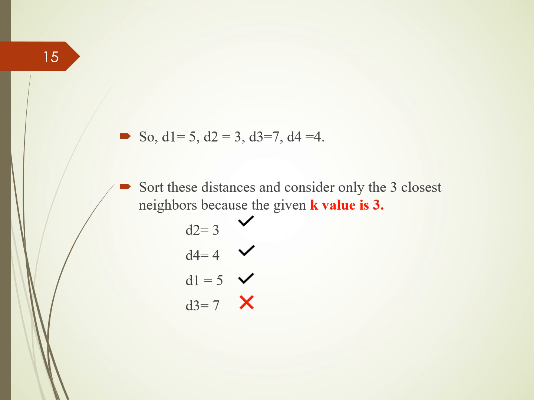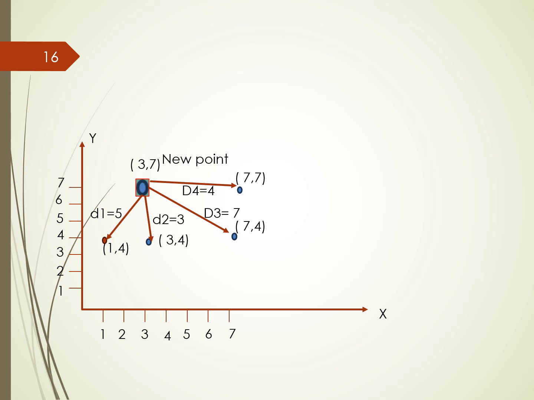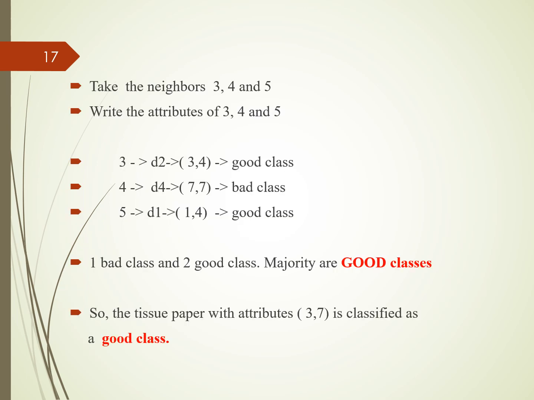Sort these distances and consider only the 3 closest neighbors because the given K value is 3. Sort: 3, 4, 5, 7. Ignore the last one. So consider only D2, D4, D1, and D3 is ignored. Take the neighbors 3, 4, 5. What are the attributes of the distances 3, 4, 5? Distance 3 is D2, attribute 3, 4, good class. Distance 4 is D4, attribute 7, 7, already classified as bad class. Distance 5 is D1, attribute 1, 4, already classified as good class. See the first table. So here one bad class and two good classes. Majority are good classes.